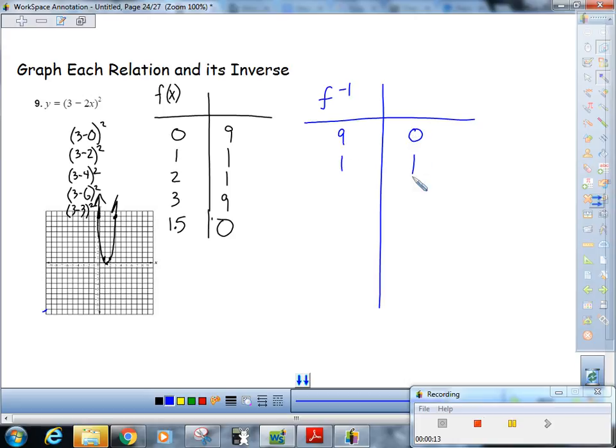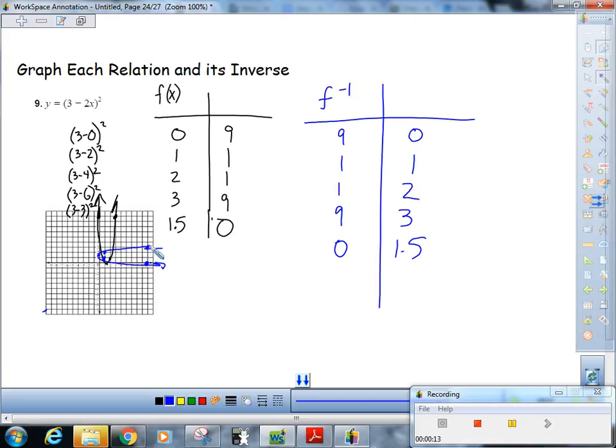1, 1 stays 1, 1. 2, 1 becomes 1, 2. And 3, 9 becomes 9, 3. And this becomes 0, 1.5. So we have 9, 0. We have 1, 1. That's still on there. We have 1.5, 0, or sorry, 0, 1.5. We have 1, 2. And we have 9, 3.